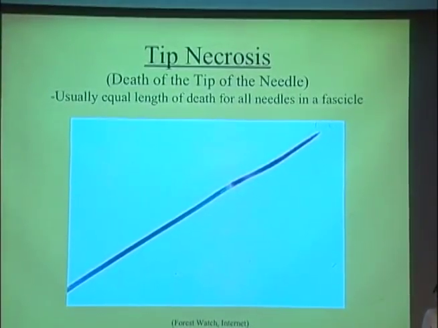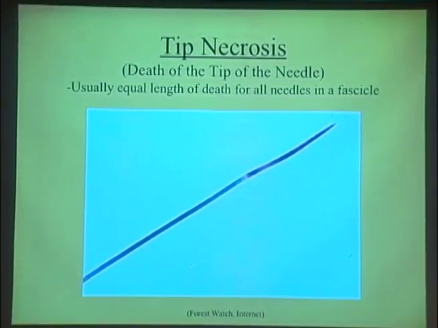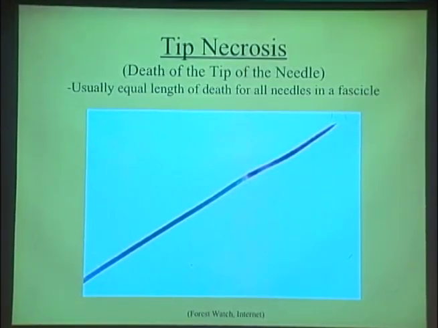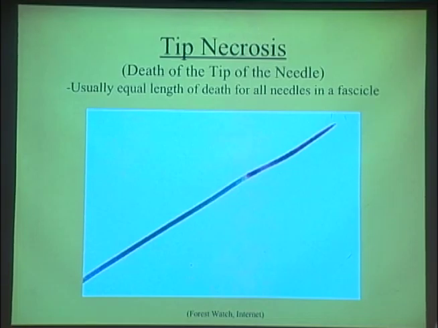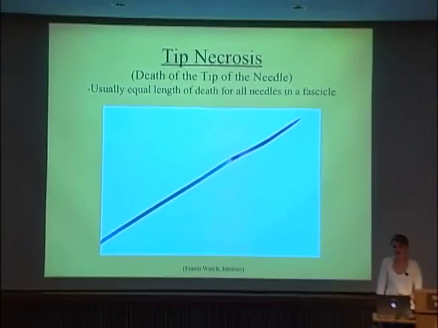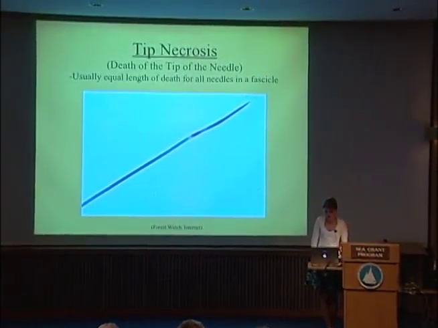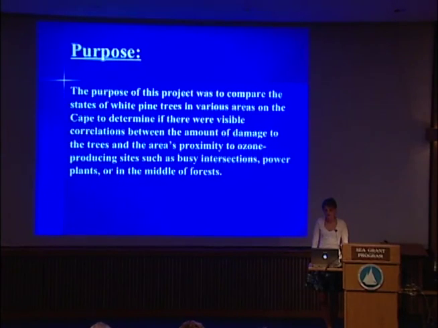The second characteristic is tip necrosis, which is basically death of the tip of the needle. This is the white pine needle, and you can see the end of it. It's a really distinct cutoff where the end of the needle is basically burned to death. Once a needle is 40% covered with chlorotic mottle and tip necrosis, its function is basically reduced to nothing, and it's not helping the tree at all. So the ozone pollution is damaging the trees in these two ways, and the third characteristic I looked at was average needle length of the needle, which tends to decrease with the more ozone pollution.